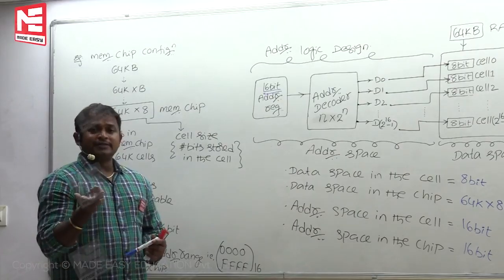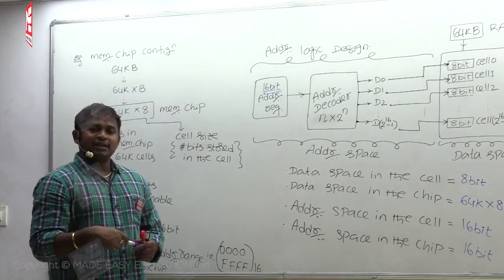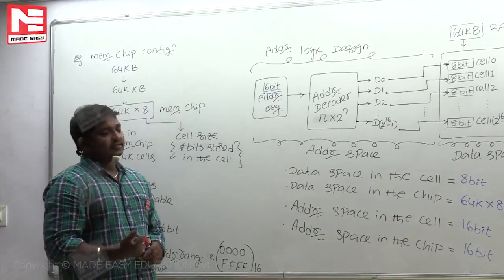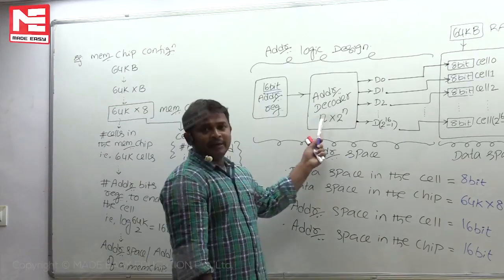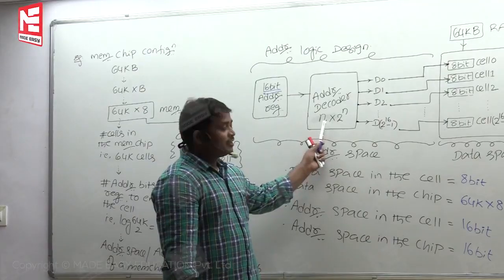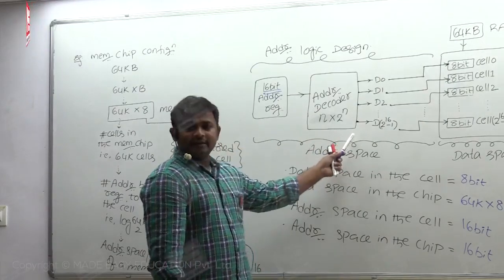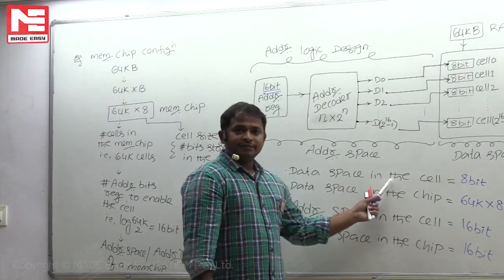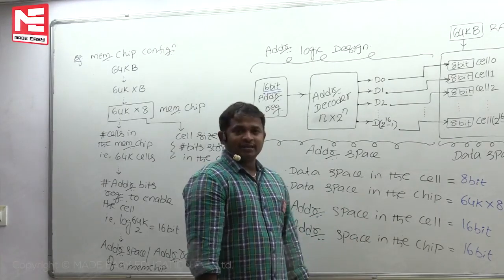But data space is physical space. Address space is logical space. Logical space means what? How it is implemented. Answer is address logic is implemented using the decoding circuit. So this is the way of implementing the address. So in every memory, data space is a physical space, address space is a logical space.